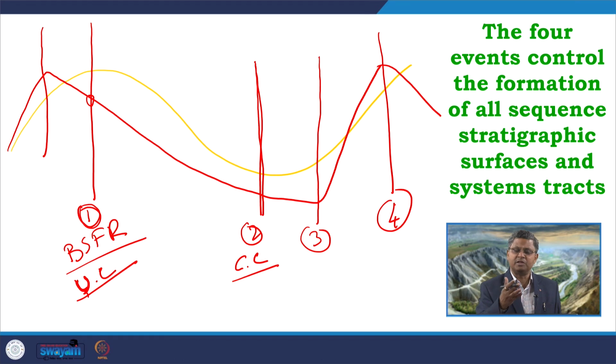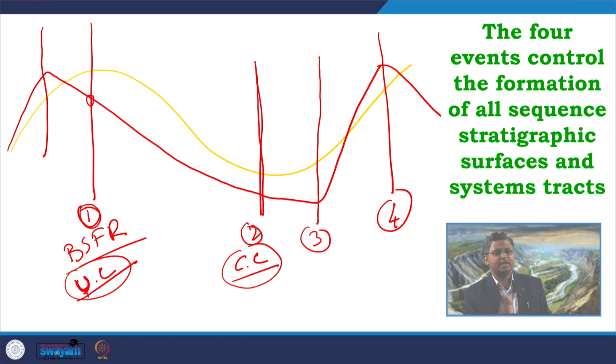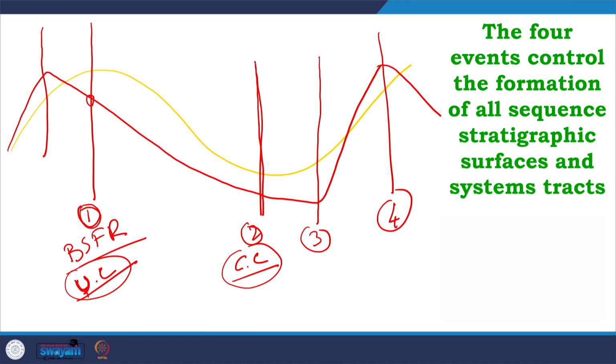So, what do we get over there? A final surface which we mark as the correlative conformity. Now, correlative with what? Correlative with this unconformity, the unconformity formed in the marginal marine part. So, that correlative conformity surface will form in the deeper marine part, and that will demarcate the end of the forced regression in the deep marine part or distal part of the basin.